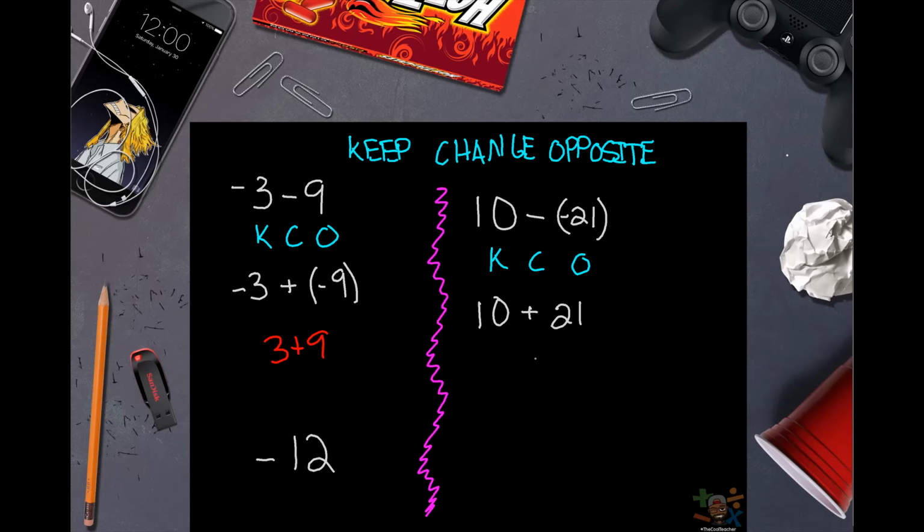So you can see this problem is very, very simple. 10 plus 21. Technically, they're both positive numbers, and it's just a regular addition problem. 10 plus 21 is 31. And those would be the answers that I would get for both.